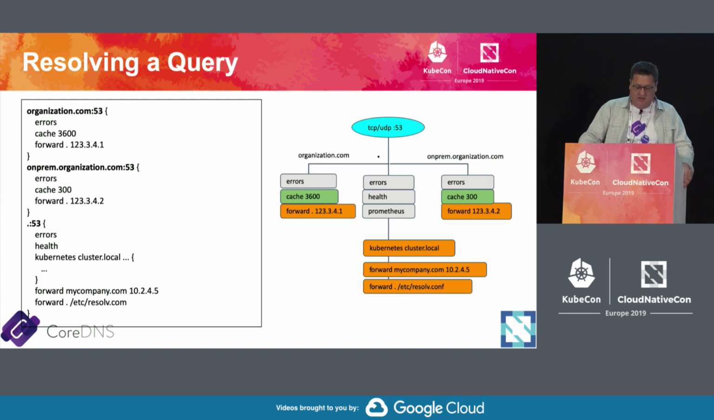In this particular example, what we're showing is that organization.com runs through the errors and cache plugins with a high TTL of 3600. And on-prem.organization.com runs through those same plugins, but it reduces the maximum time we keep something in the cache to 300 seconds, and it also forwards to a different upstream server. Whereas any other domain will go through this other set of plugins, in particular to Kubernetes for cluster.local, and then out to the internet or wherever it may be.